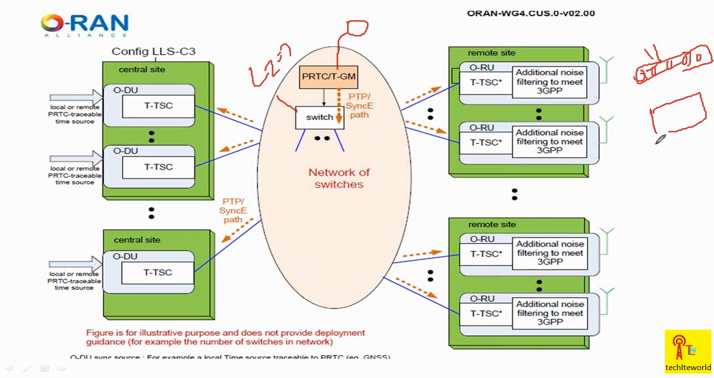So how will the real-time setup look in a commercial deployment? Suppose you are talking about Bangalore, which has an area called Bellandur. In Bellandur, the DU is deployed in some data center or cloud network. Here some Banashankari site is there, and this is the RRH at that site.